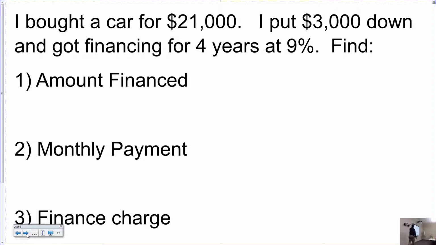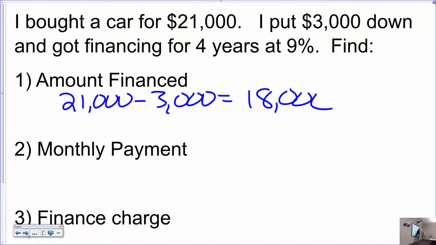All right. So first off, how much did I finance? 18,000. Yeah, this one was relatively straightforward, right? I told you I put 3 down, so I borrowed 18 grand. All right.